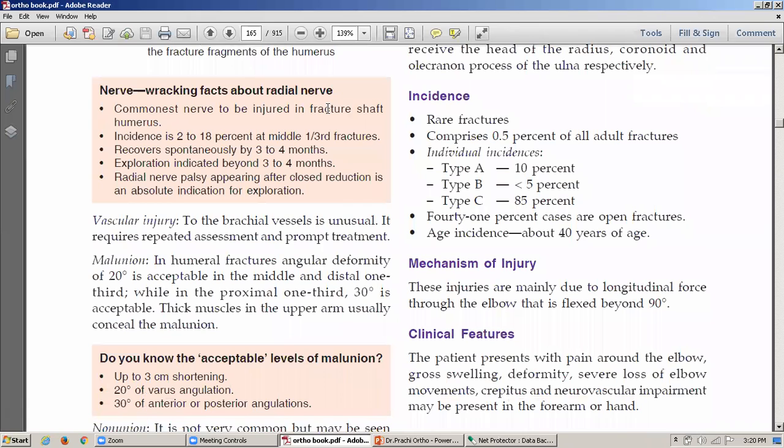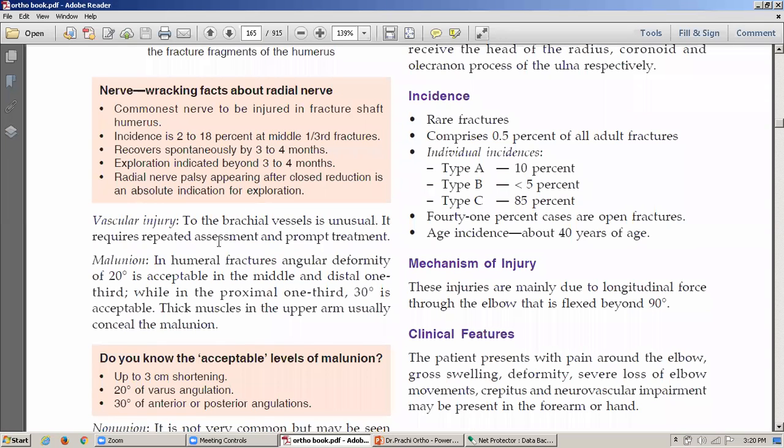Nerve-wracking facts about the radial nerve are: the radial nerve is the commonest nerve to be injured in fracture of the shaft of the humerus, and the incidence is 2 to 18% at the middle one-third of the fracture. It recovers spontaneously by 3 to 4 months, and exploration is indicated beyond 3 to 4 months. So radial nerve palsy appearing after closed reduction is an absolute indication for exploration.